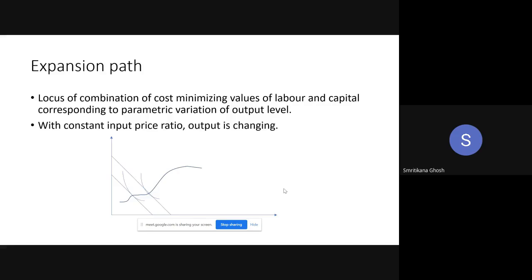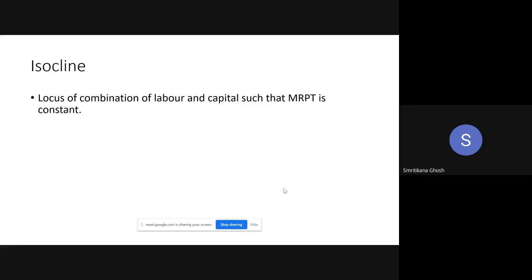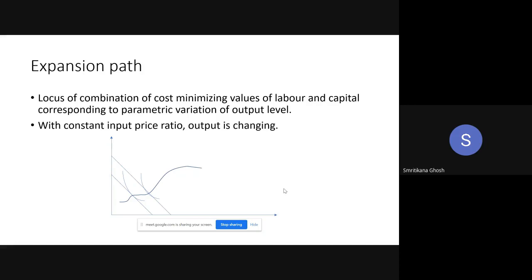Now this is a new concept, the expansion path. Now what is expansion path? Remember, expansion path is a locus of combinations of cost minimizing values of labor and capital corresponding to parametric variation of output level. That means if you draw some isocost lines which are parallel to each other, that means W by R is constant.